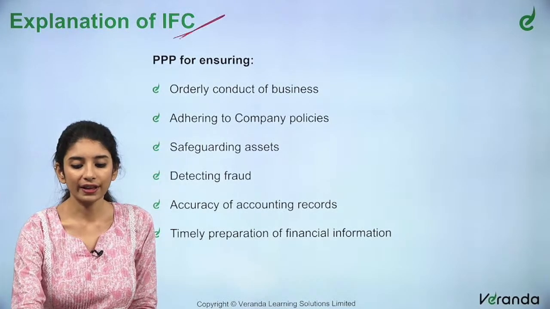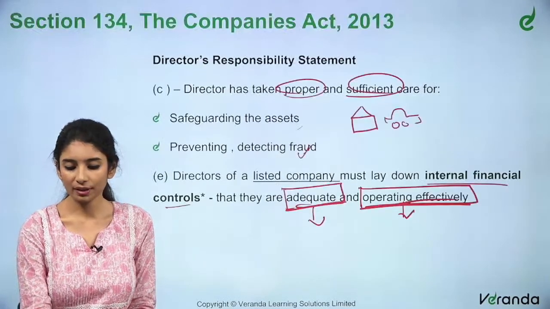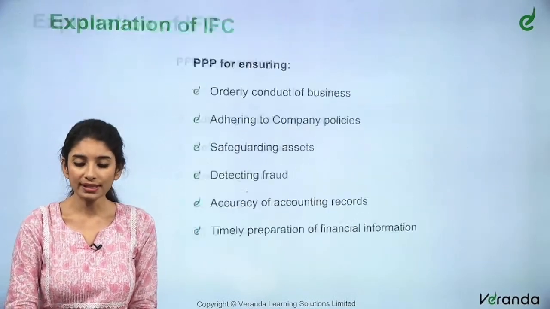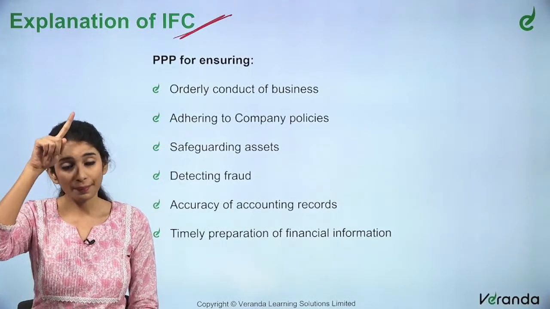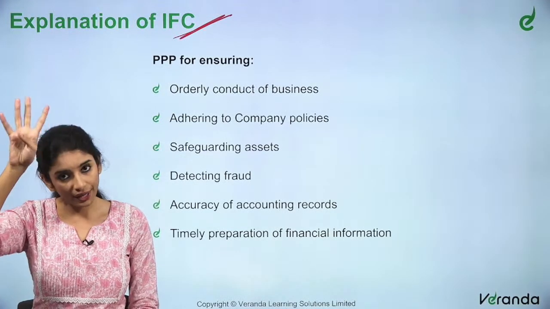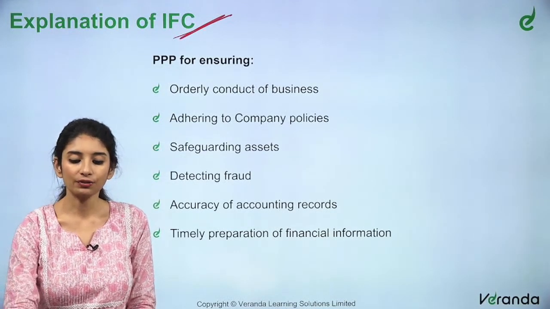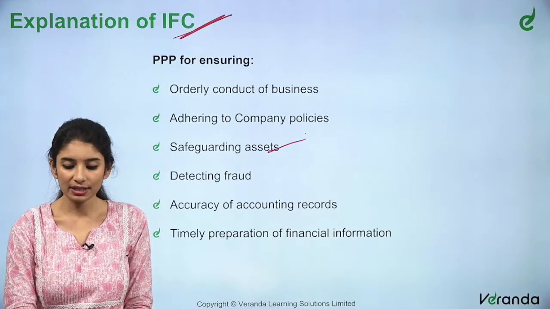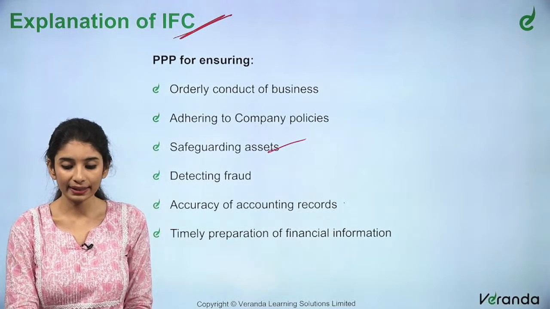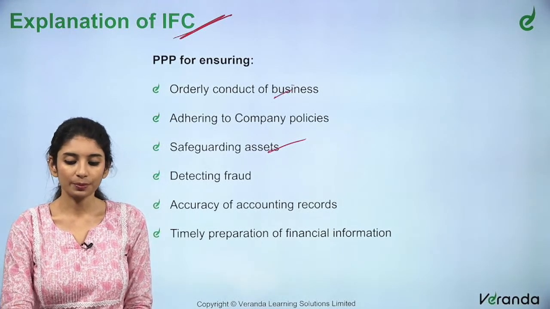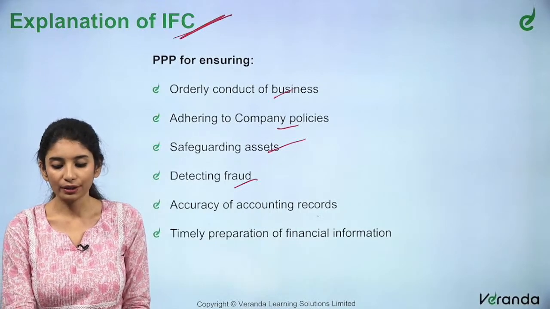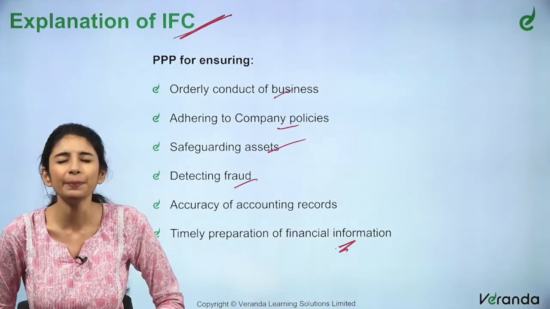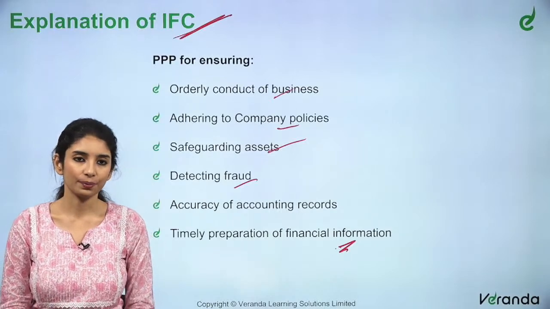Now what is internal financial control? We saw internal financial control over here. What is it exactly? It is PPPs. I've told you controls, you remember? PPPs for all those points, you can write those points, okay? PPPs for ensuring safeguarding of assets, for ensuring data integrity, orderly conduct of business, adhering to company's policy, detecting fraud, accuracy of accounting records and timely preparation of financial information.